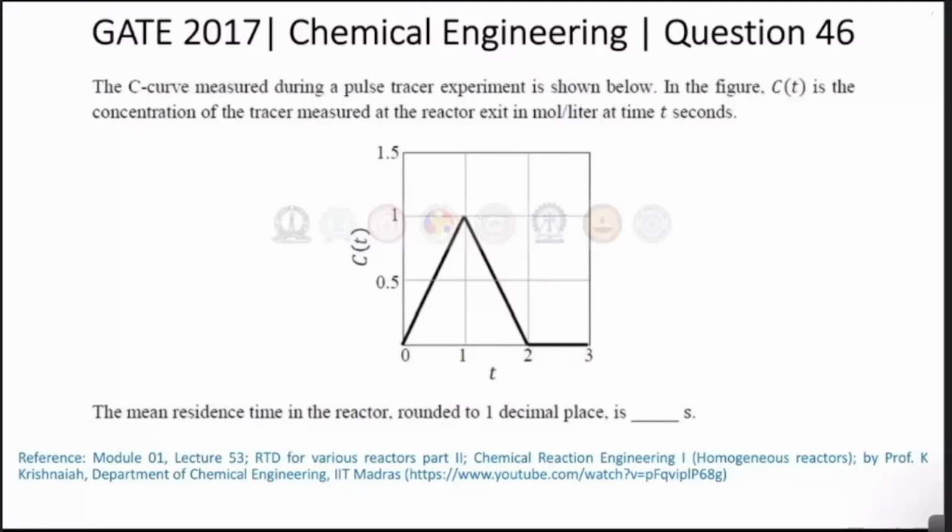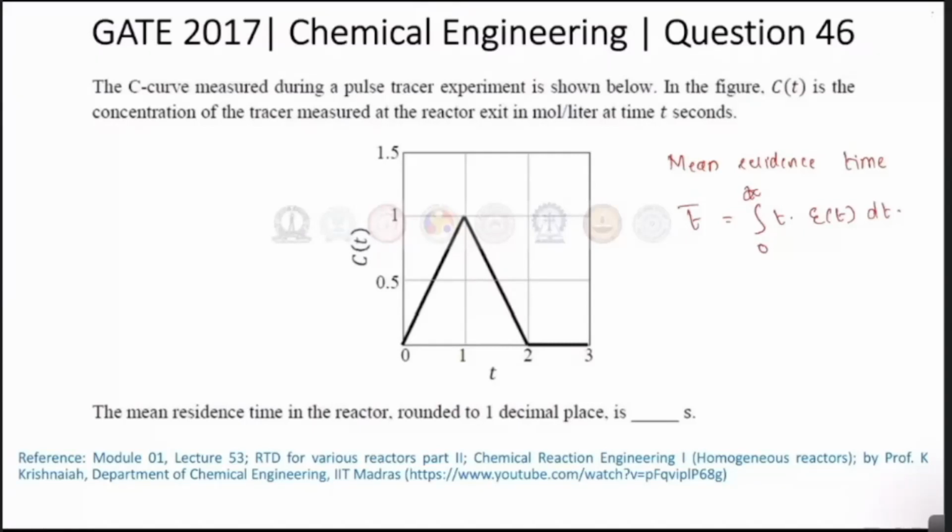So here in this question we have been given a C versus T plot for a particular pulse tracer experiment, and we need to find the mean residence time T bar. And the T bar can be found as integral 0 to infinity T into E of T dt.